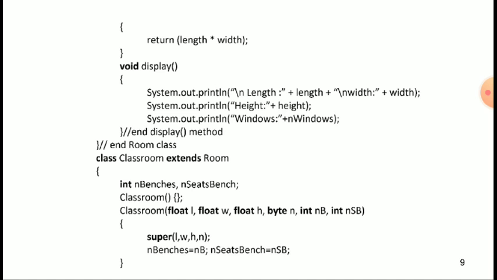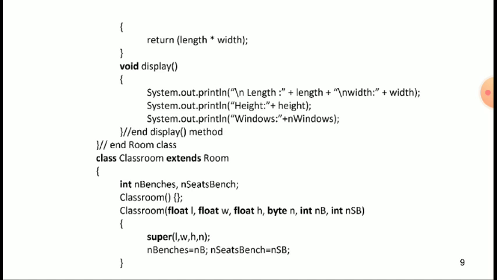This example continues. Starting curly brackets, return length times width, end of the curly brackets. Void display. System.out.println length and width. System.out.println height. System.out.println windows, that means the number of windows. End of the display method, end of the Room class.